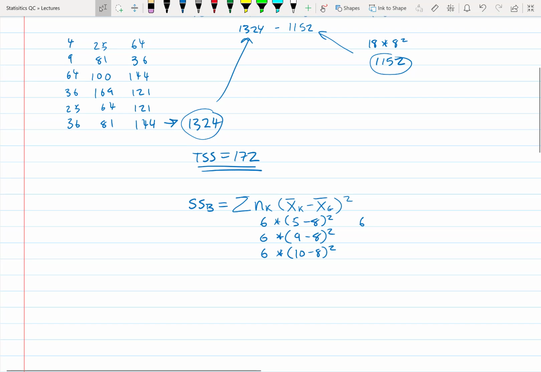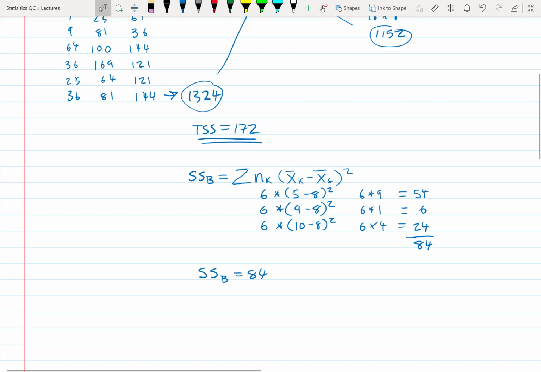All right, so let's work out the numbers here. That's going to be 6 times 5 minus 8, which is negative 3. Square that, we're going to get a 9. 9 minus 8 is 1. Square that, we're going to get a 1. So that's 6 times 1. And this is 6 times 10 minus 8, which is 2. Square that, we're going to get a 4. 6 times 4 is 24. We're going to add those all together, and we get 84 for our between groups sum of squares.